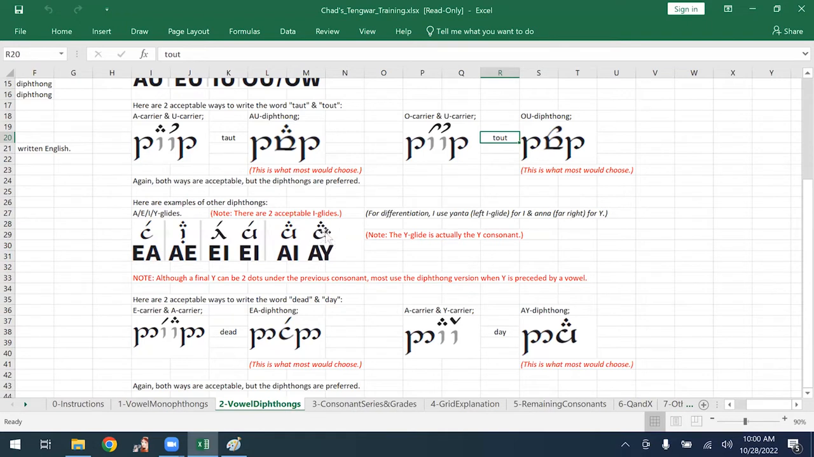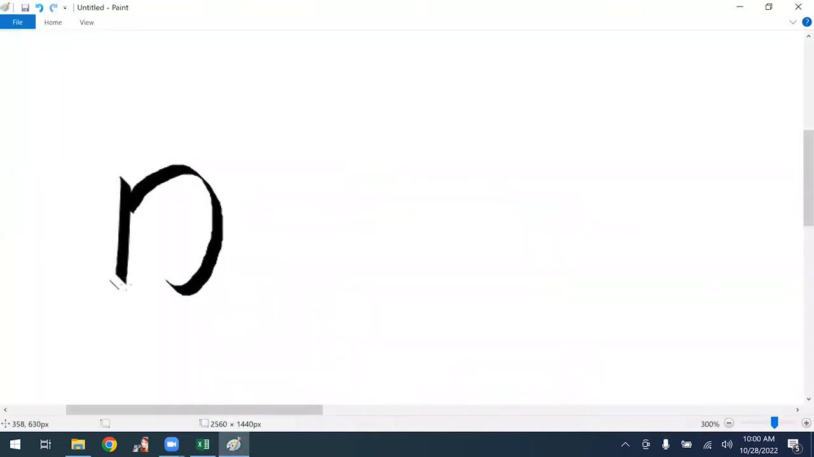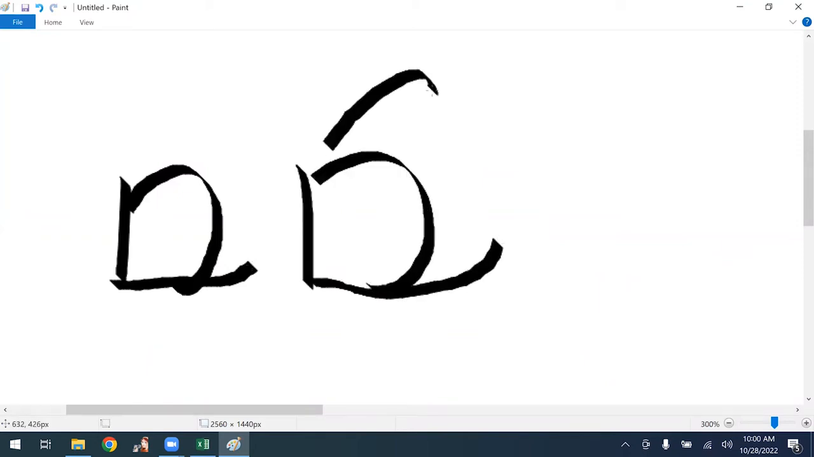So the Y glide is actually the Y consonant, just like the U glide and the W glide are actually the W consonant. So for those two glide vowels, if you're going to write wow, you would write this Tengwa here, and then you would write this OW. Like for instance, this right here is W, and then this is OW. That word that says W-O-W. Wow. Right?